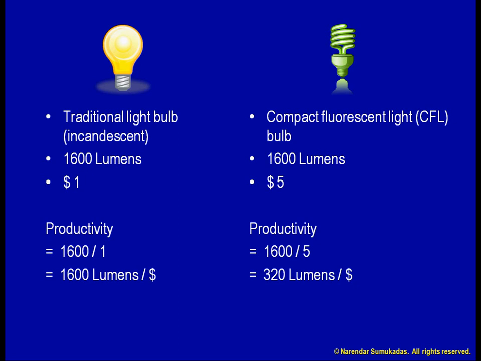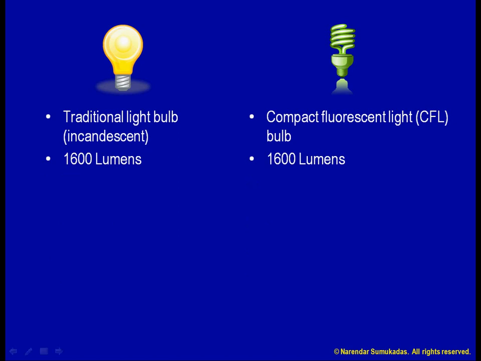And that is how it is typically with productivity measurements. If you use one measure of productivity, this process ends up looking better. If you use another measure of productivity, the other process ends up looking better. Now, how about if I try to combine these to come up with some sort of a holistic productivity measure? I know that the traditional light bulb consumes 100 watts of electricity, and it also requires $1 of investment. The CFL bulb consumes 25 watts of electricity and requires $5 of investment.